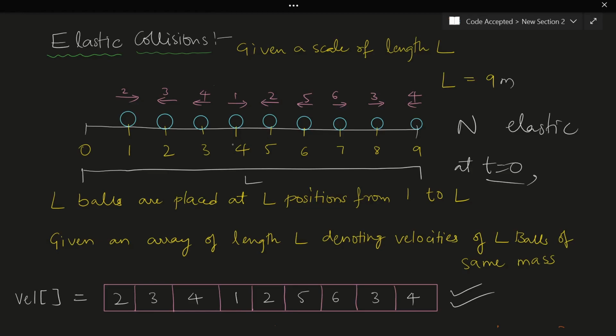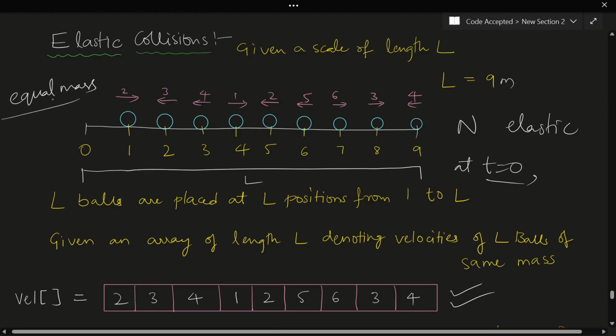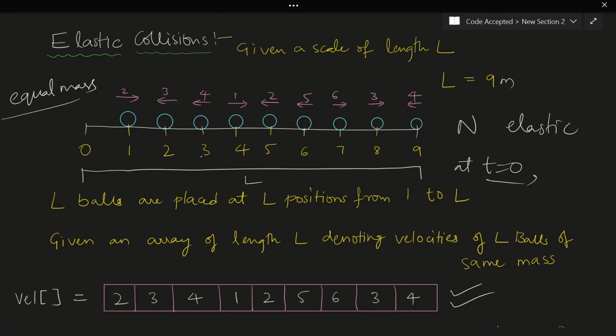Now let's discuss the solution. If you look from outside, this looks like a very hard problem. But if you break it down, then you will find it very easy. So how are we going to convert this from a hard to an easy problem? I forgot to mention that every ball is of equal mass. I hope you know the elastic collision concept: when two balls collide with different velocities, they exchange their velocities.